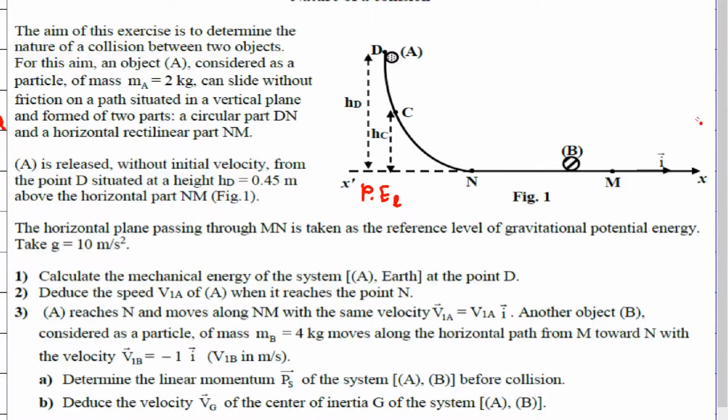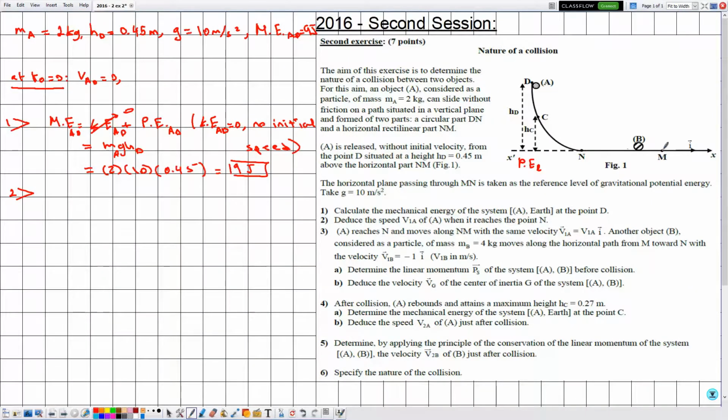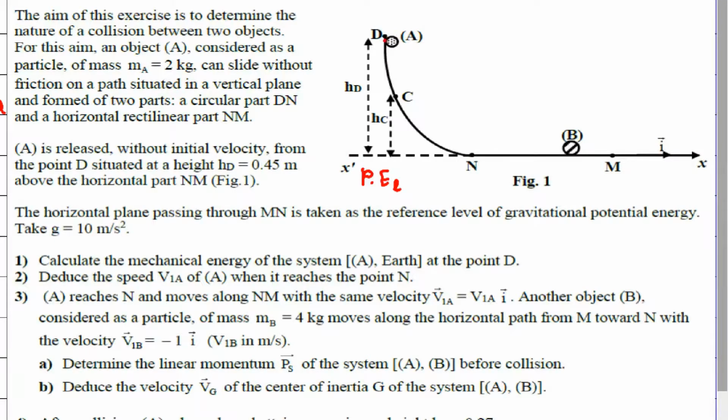Now in number 2 they are telling us to deduce the speed v1A of A when it reaches the point N, and by deduce it means that we need to use the previous part. In the previous part we have determined the mechanical energy of the system at the point D, and we are asked to deduce its speed at the point N, and this is done by the conservation of energy, because from D to N there is no friction, and as A moves from D to N there is a conversion from potential to kinetic.